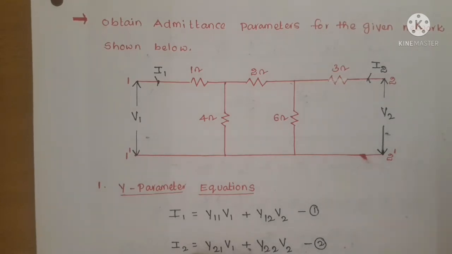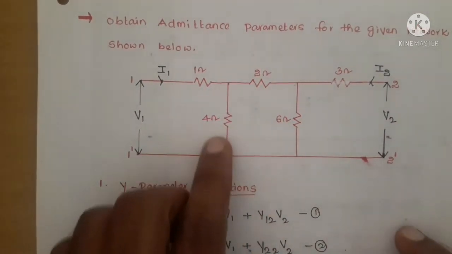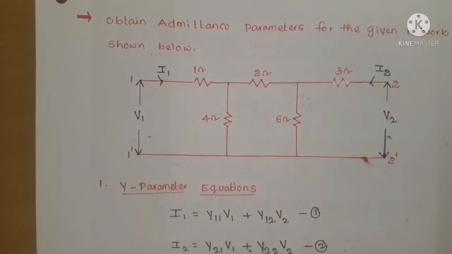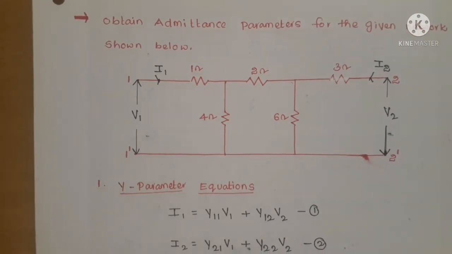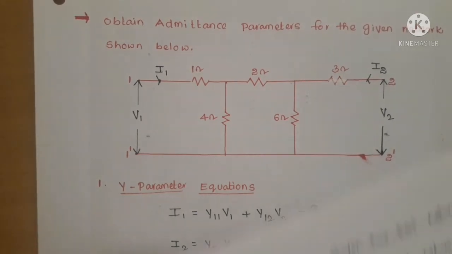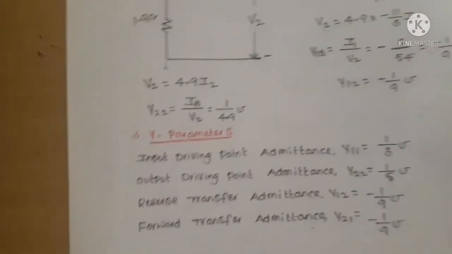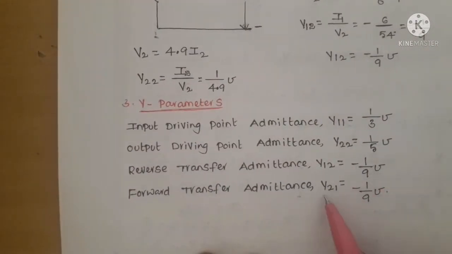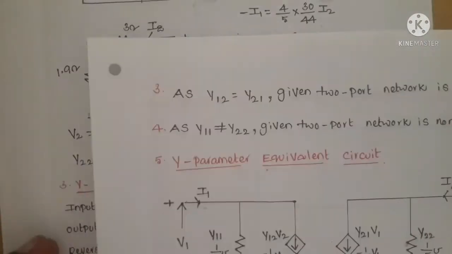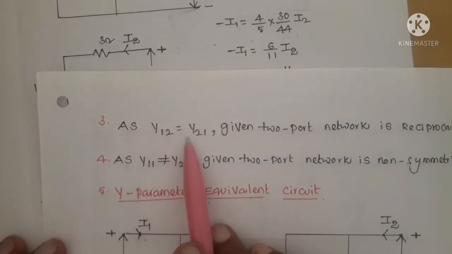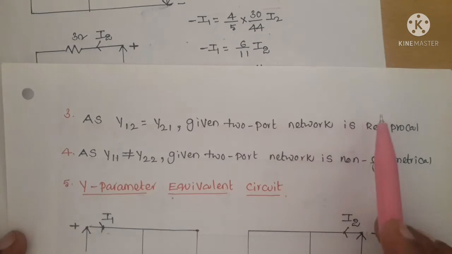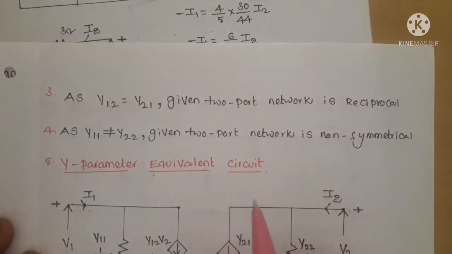The given two-port network is reciprocal because all the elements are resistors. Based on the Y parameters, how can we say the given two-port network is reciprocal? If Y12 equal to Y21, then the network is reciprocal. Here Y12 is minus 1 by 9 mhos and Y21 is minus 1 by 9 mhos. So Y12 equal to Y21, and that's why the given two-port network is reciprocal.